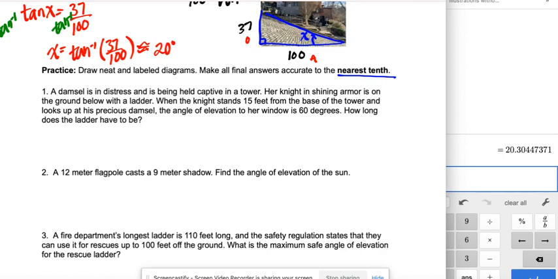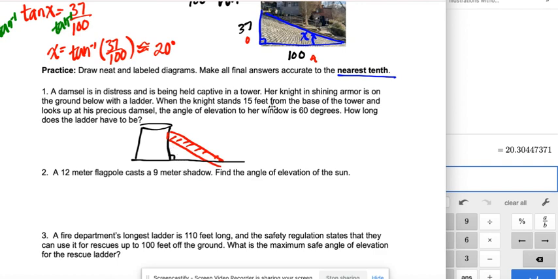Whenever you're feeling stuck, the best thing to do is to draw out your right triangle. This is talking about a damsel in distress being held captive in a tower. Her knight in shining armor is on the ground floor below with a ladder. So you guys know how good I am at drawing. So here is my tower, and the knight's down here with the ladder. And to get to this window right here, there's the ladder. So I can see that I have a right triangle in here.